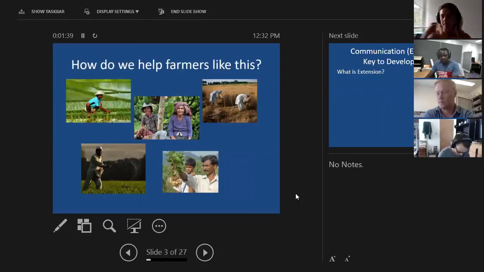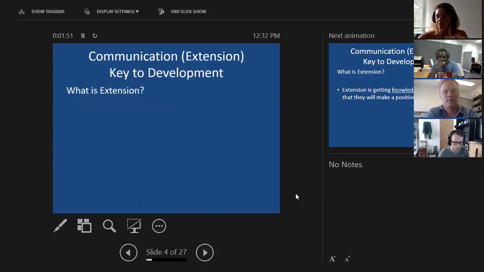So the bottom line is, in the end, we want to know how we help farmers like this. And as we said with the workshop, you're starting with the audience, very different backgrounds, literacy, etc. So we're going to look a bit at that today. But first of all, what is extension? On the top of your sheet, it says extension is getting blank to farmers so that they can make a positive blank. What are your guesses on the missing words? Extension is getting what to farmers?